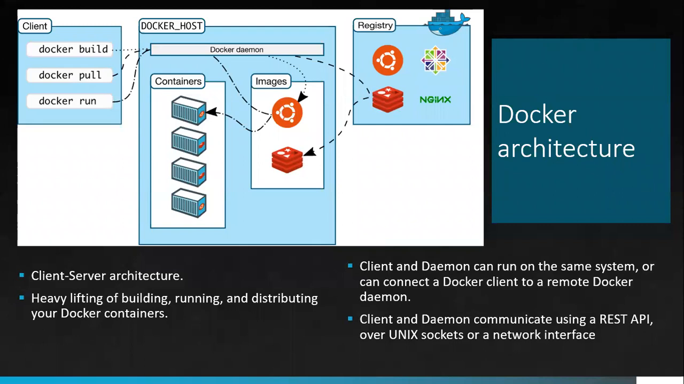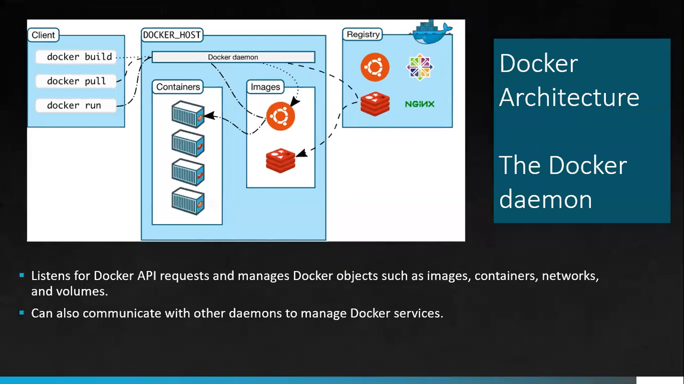Let's see Docker architecture. Docker uses a client server architecture. The Docker client talks to the Docker daemon, which does the heavy lifting of building, running, and distributing your Docker containers. The Docker client and Docker daemon can run on the same system. Or you can connect a Docker client to a remote Docker daemon. The Docker client and daemon communicate using a REST API, Unix socket, or a network interface.